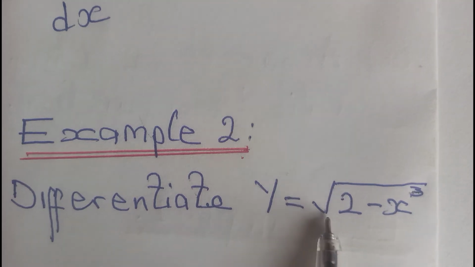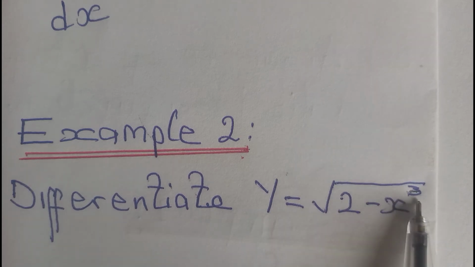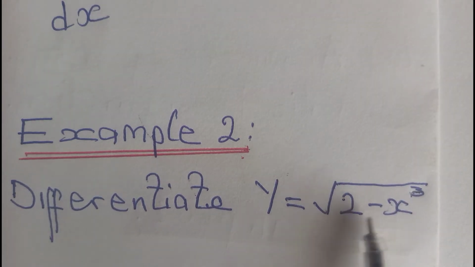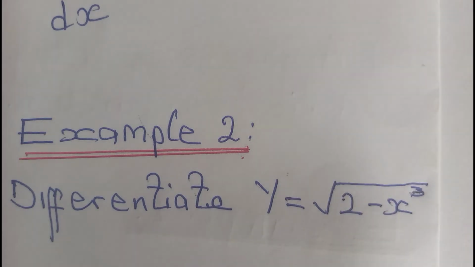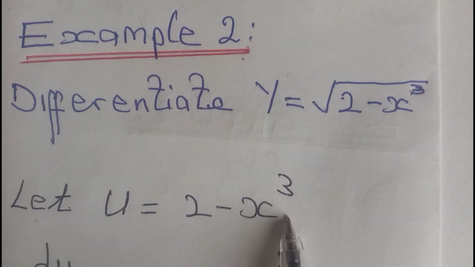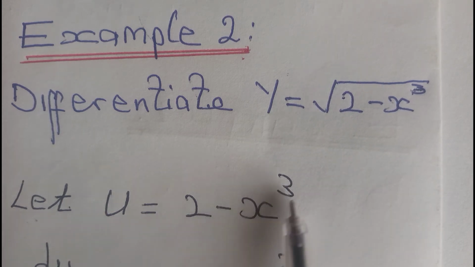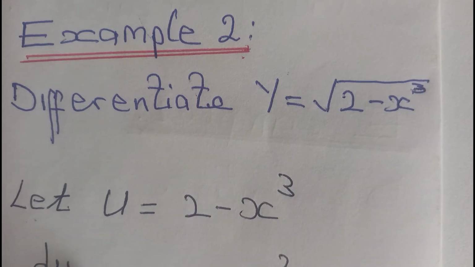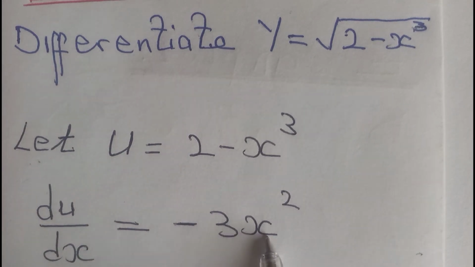Now differentiate y equals square root of 2 plus 2 minus x raised to power 3. Again, pick a new variable u and equate it to the content of the square root. So I can now say let u be equals to 2 minus s cubed. Differentiate this. If you differentiate a constant, it will go to 0 and leave us alone. Then differentiate this. This 3 will come down. Remove 1 from it, you have this 2. So du by dx will be equals to minus 3s squared.